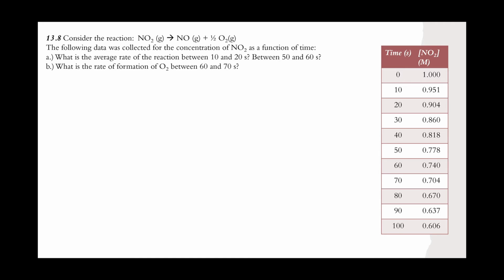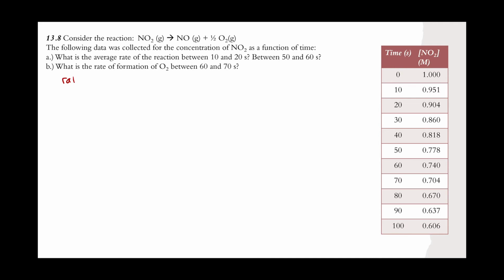So for part A, the question is, what is the average rate of the reaction between 10 and 20 seconds, and then between 50 and 60 seconds? And the first thing I would do, like we did in the previous problem, is start by writing out the reaction rate, having that generic definition that we've been writing. I'm going to write it in a different color, and we'll be able to use this for both parts.